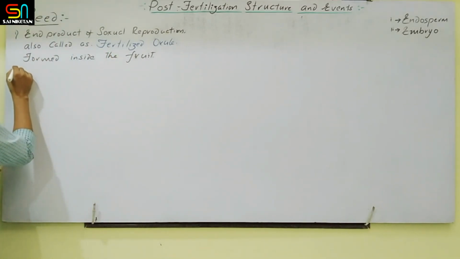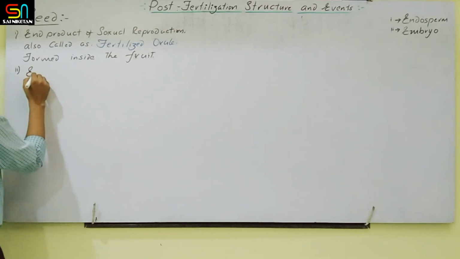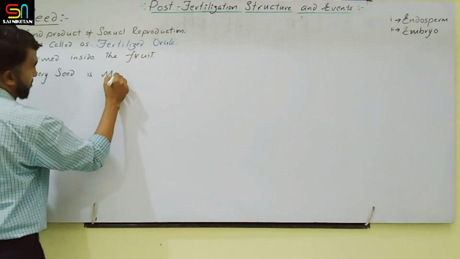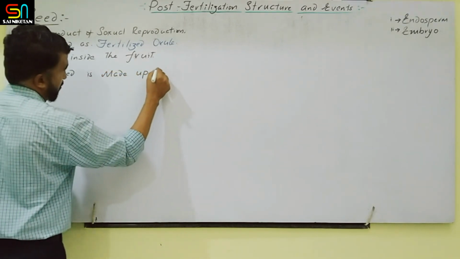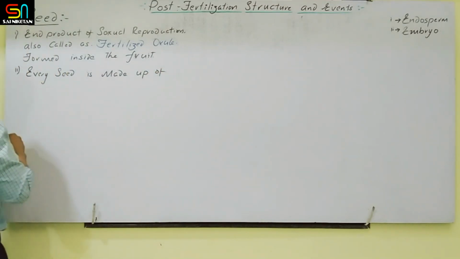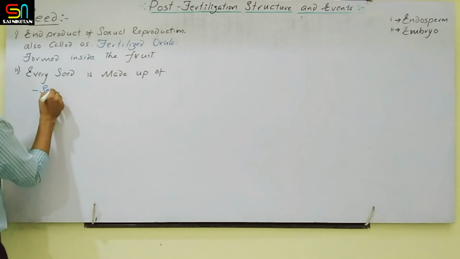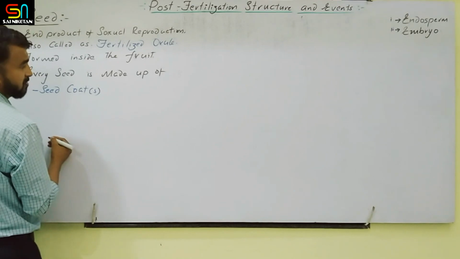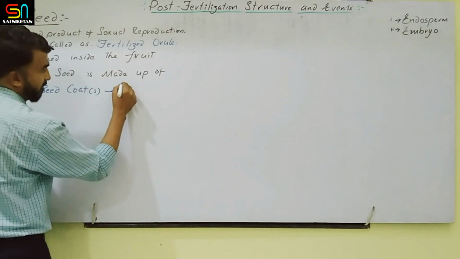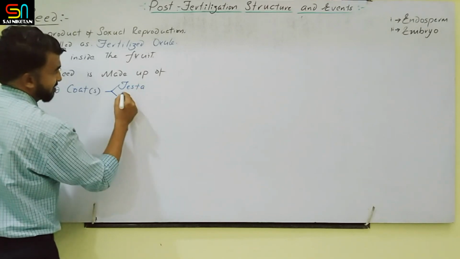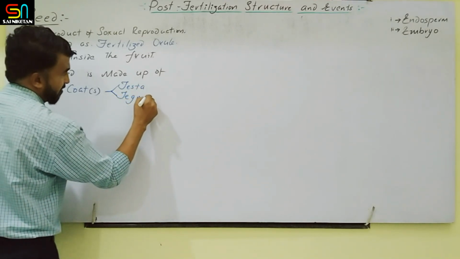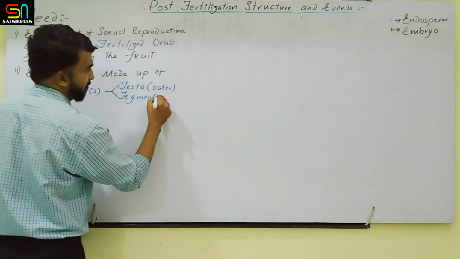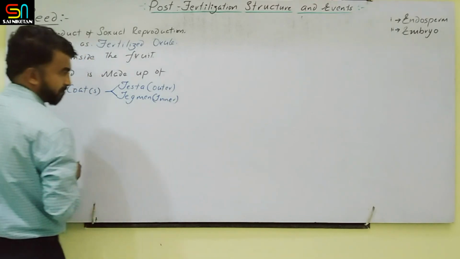Second one, every seed is made up of three parts. First one is the seed coat or coats. Under seed coat, two are there. One is a testa, second one is a tegmen. Testa is the outer layer, tegmen is the inner coat.